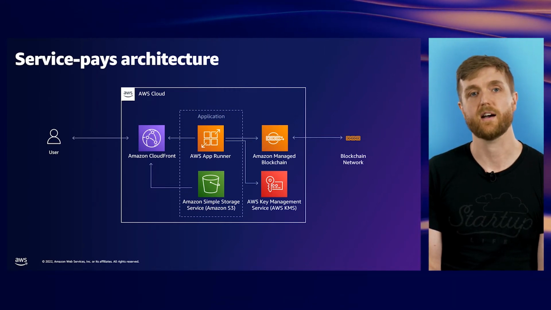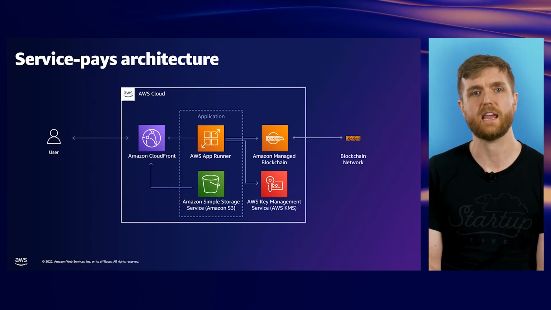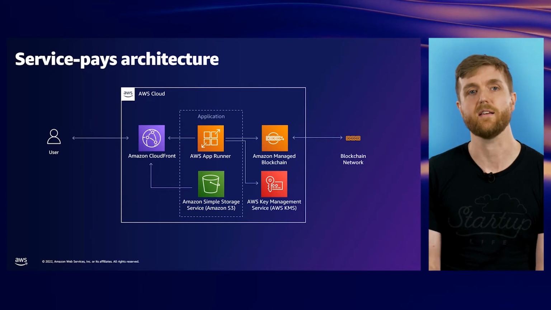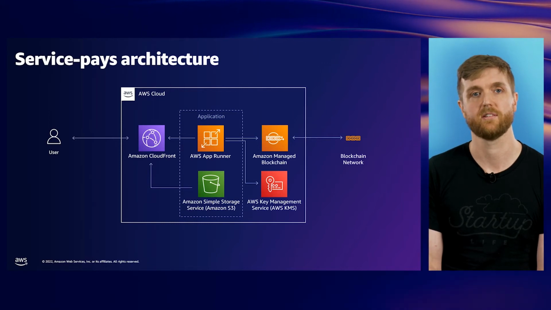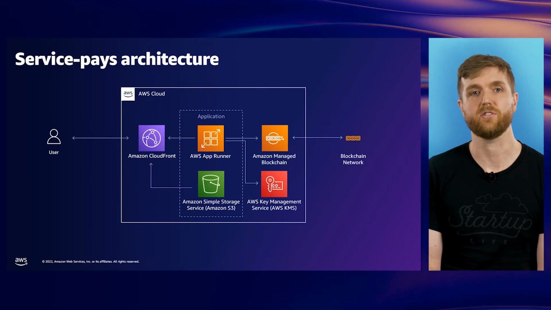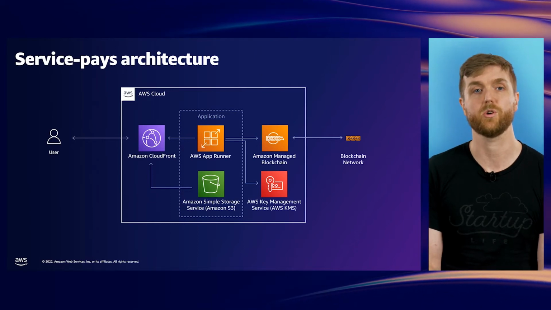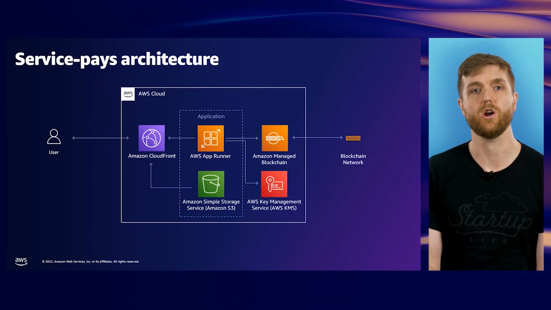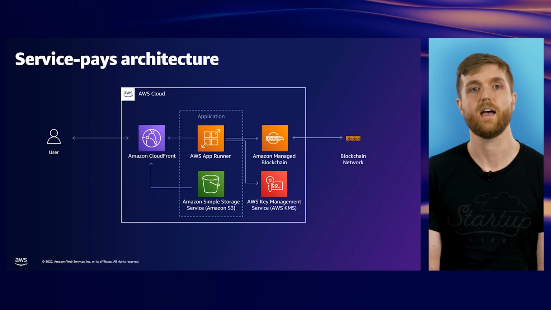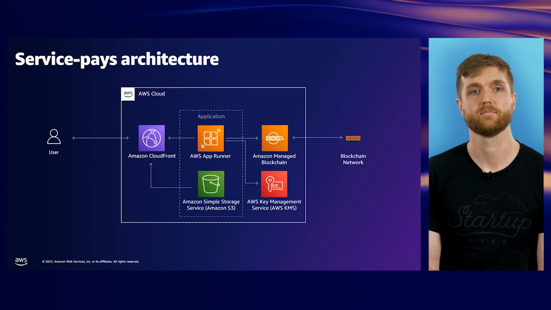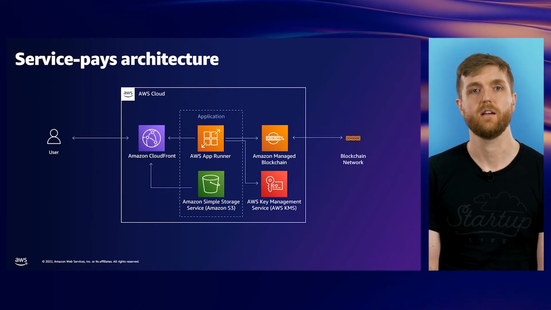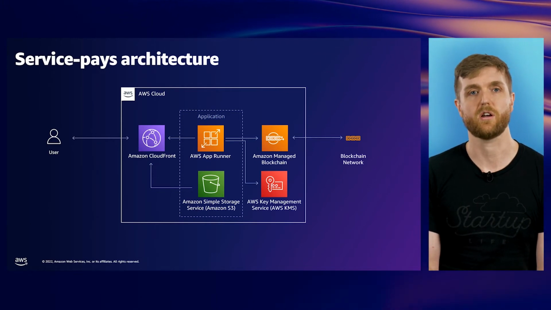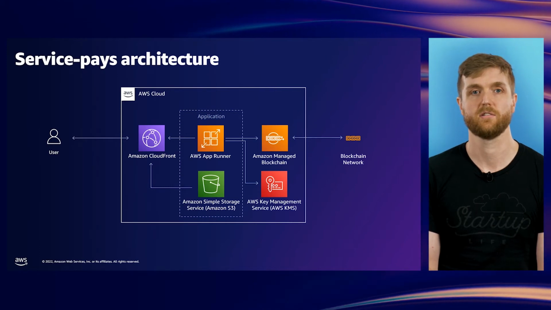In the service pays architecture, we can use AWS Key Management Service, or KMS, to manage our blockchain keys and to sign our transactions. KMS uses hardware security modules to secure your keys, and your keys are only used inside these devices and can never leave them unencrypted. After KMS has signed our transaction, it is then submitted to the blockchain network via our blockchain client.